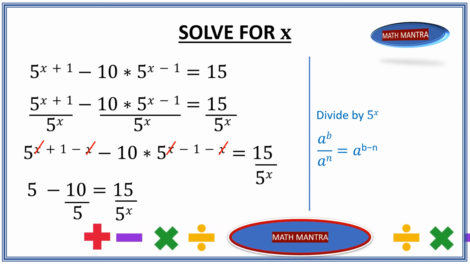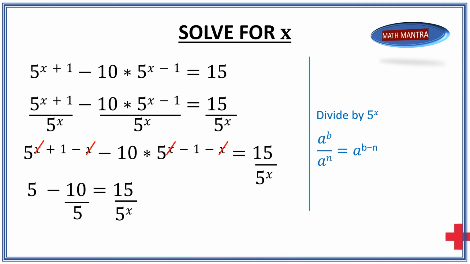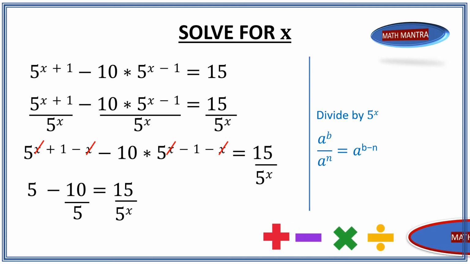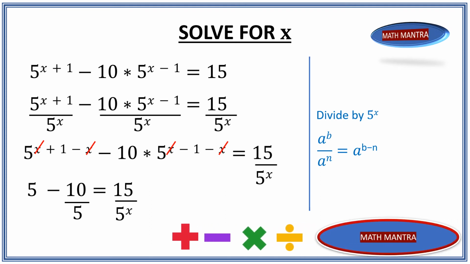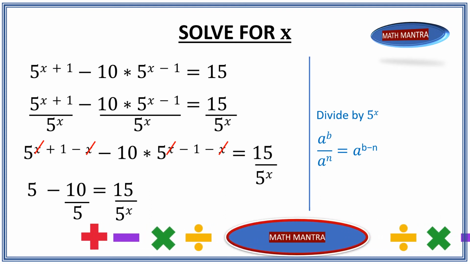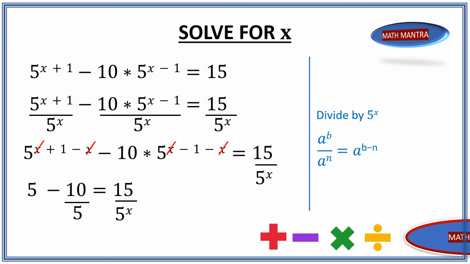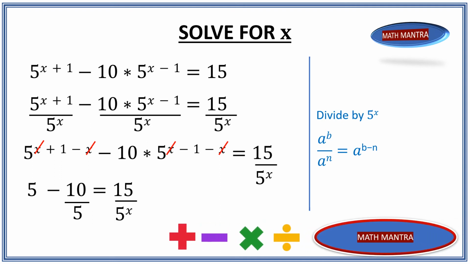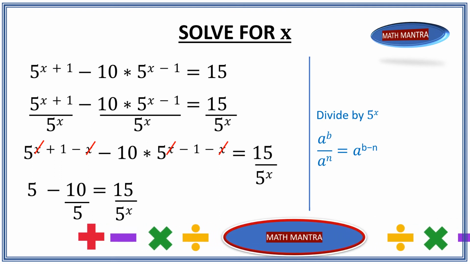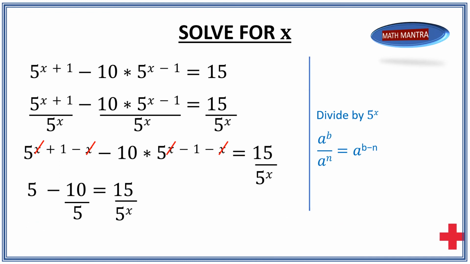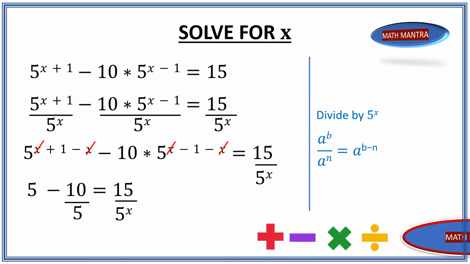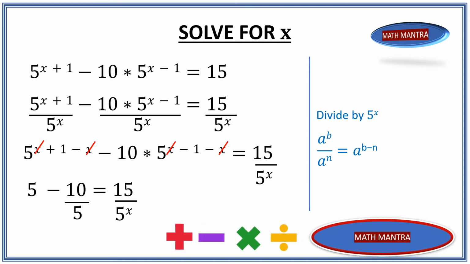Anything that's to the power of minus 1, you can rewrite as 1 divided by the same number to the power of positive exponent. So 5 to the power of minus 1 can be rewritten as 1 divided by 5 to the power of positive 1. That basically means 1 divided by 5. So 10 divided by 5, because that 10 was a multiple earlier on the second term, we just brought it down. So that is equal to 15 divided by 5 raised to x.